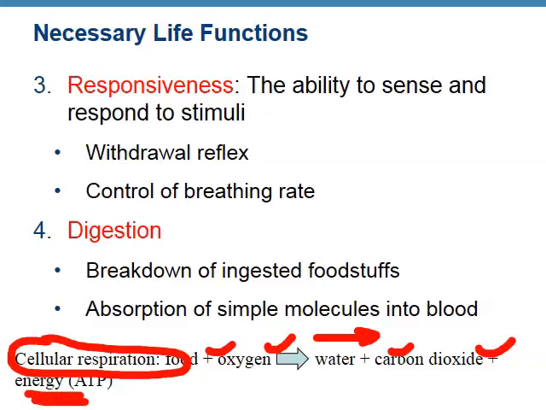And this is the really important part. We're going to create energy, and it's stored in something that we call ATP. So we have to consume food, so we have to have digestion.